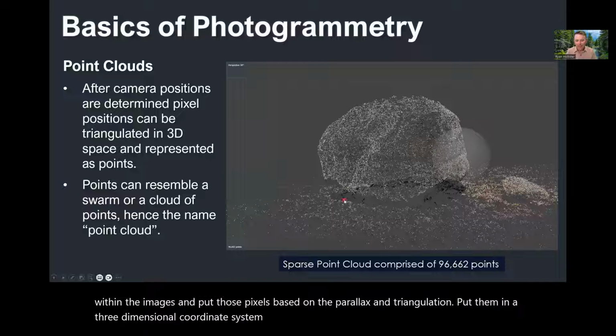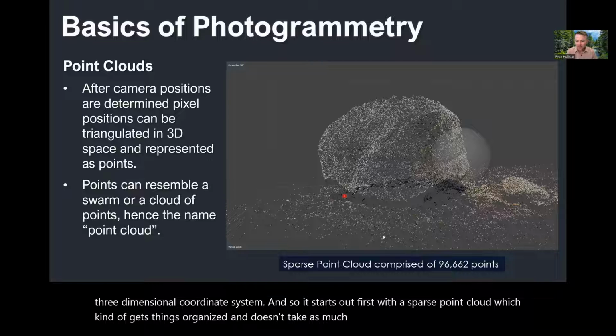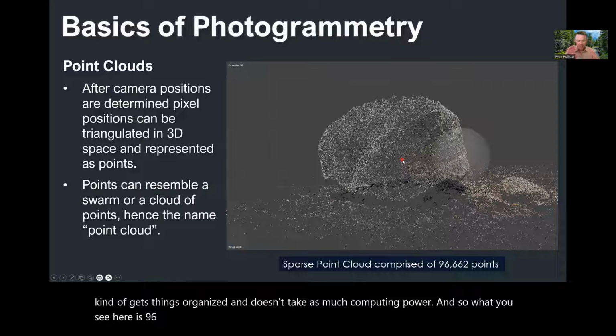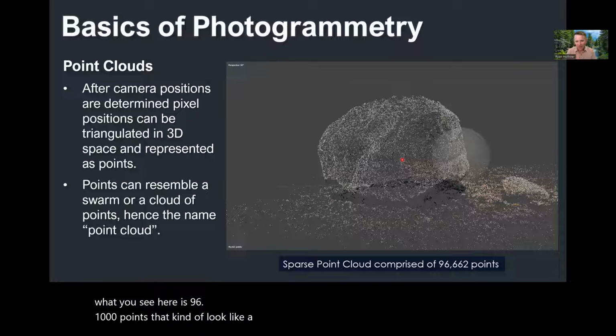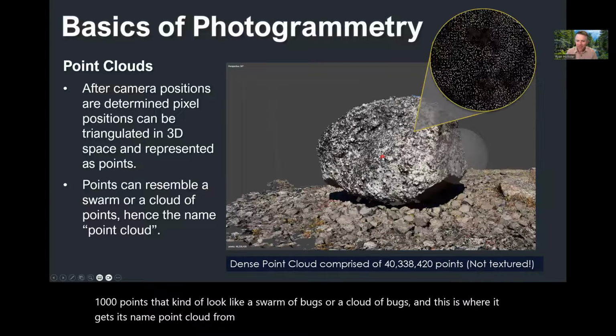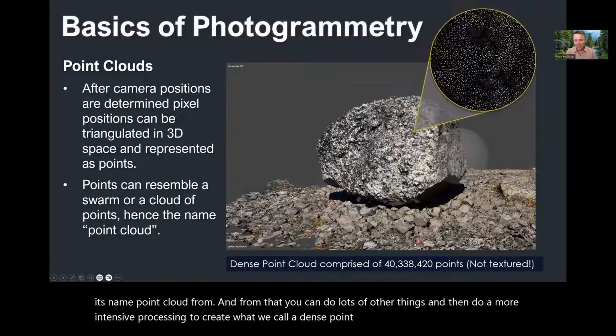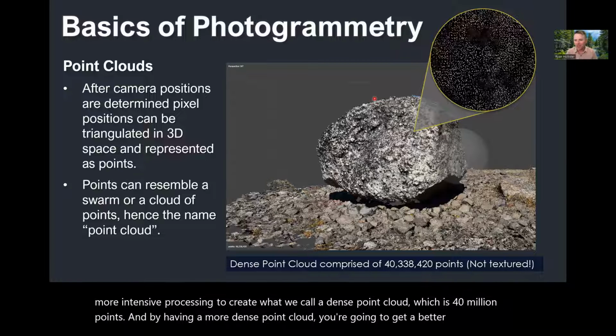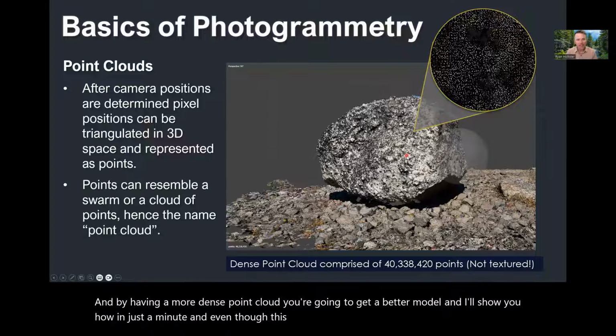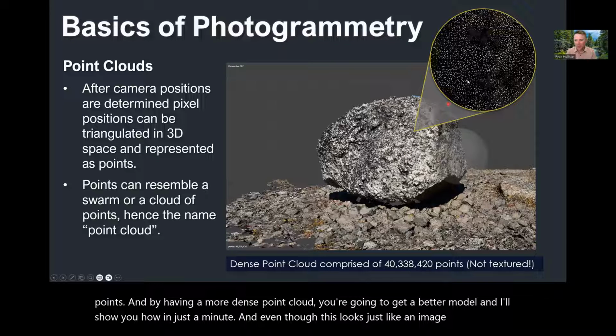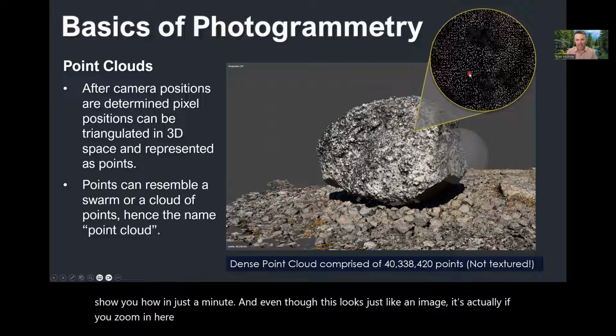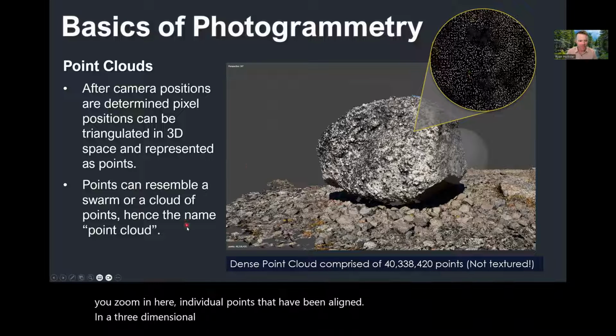And so it starts out first with a sparse point cloud, which kind of gets things organized and doesn't take as much computing power. And so what you see here is 96,000 points that kind of look like a swarm of bugs or a cloud of bugs. And this is where it gets its name, point cloud, from. And from that, you can do lots of other things and then do a more intensive processing to create what we call a dense point cloud, which is 40 million points. And by having a more dense point cloud, you're going to get a better model, and I'll show you how in just a minute. And even though this looks just like an image, it's actually, if you zoom in here, individual points that have been aligned in a three-dimensional space, okay?